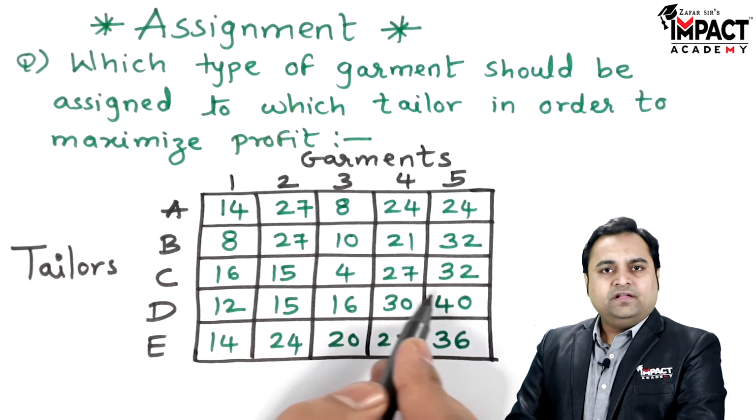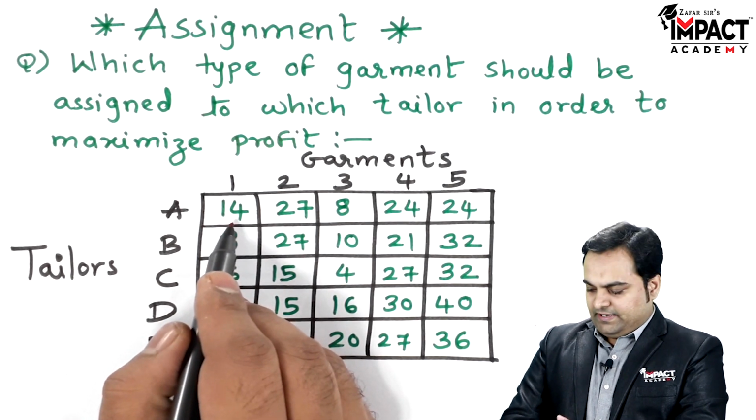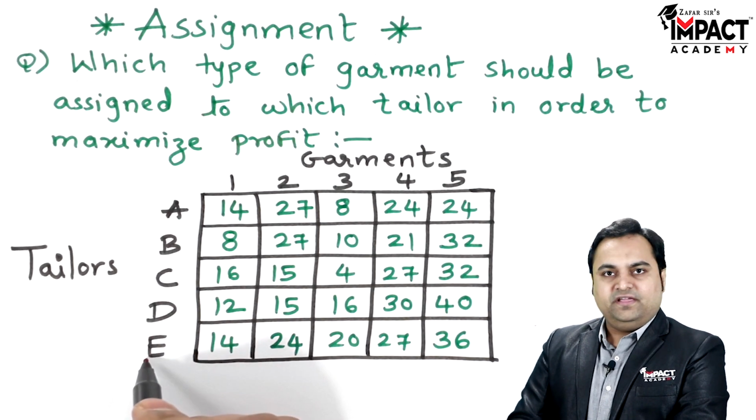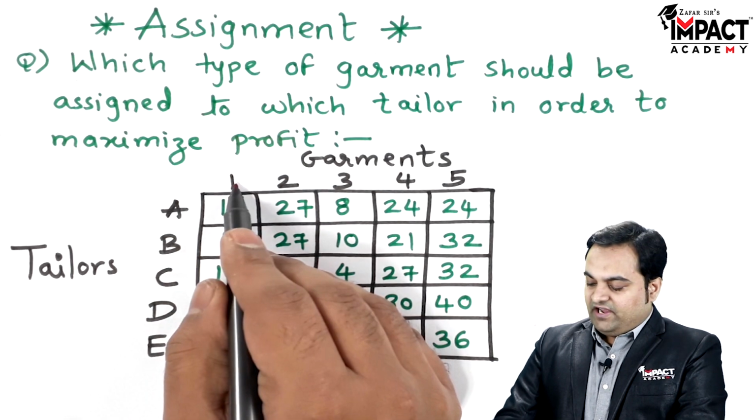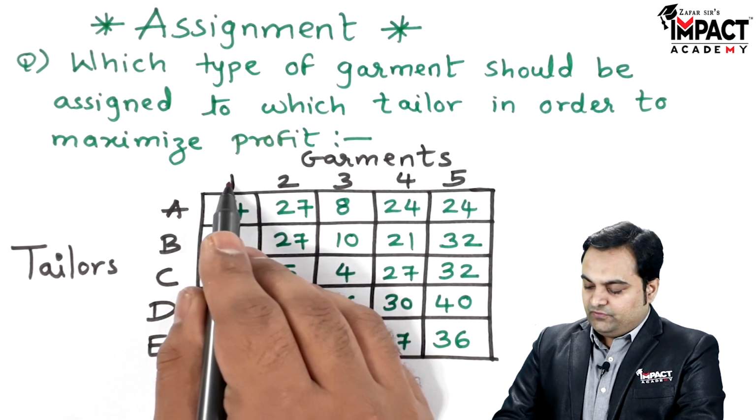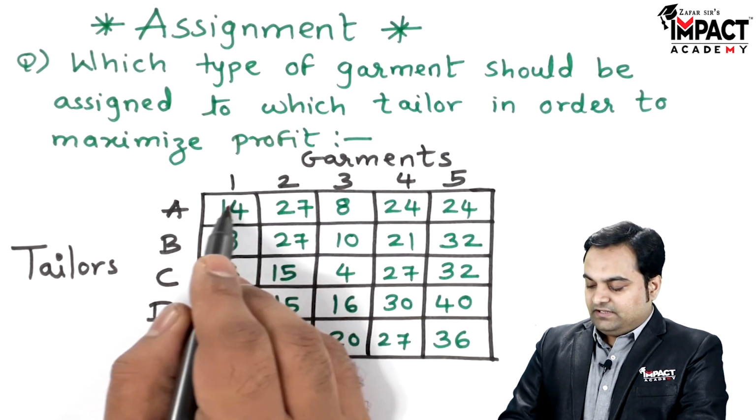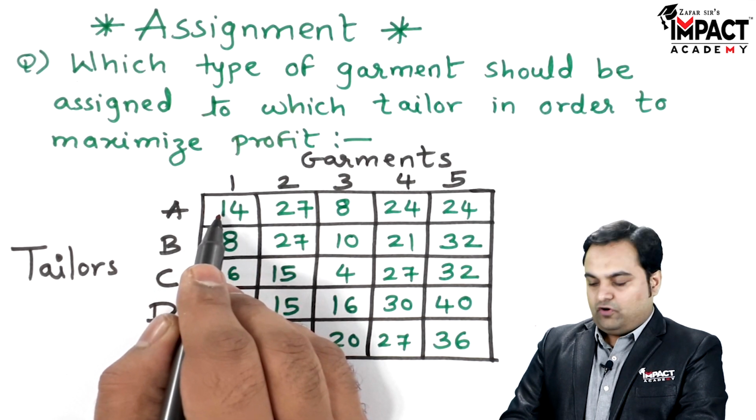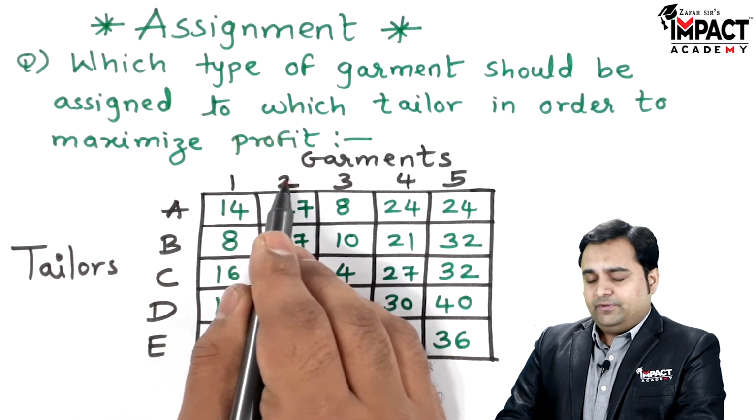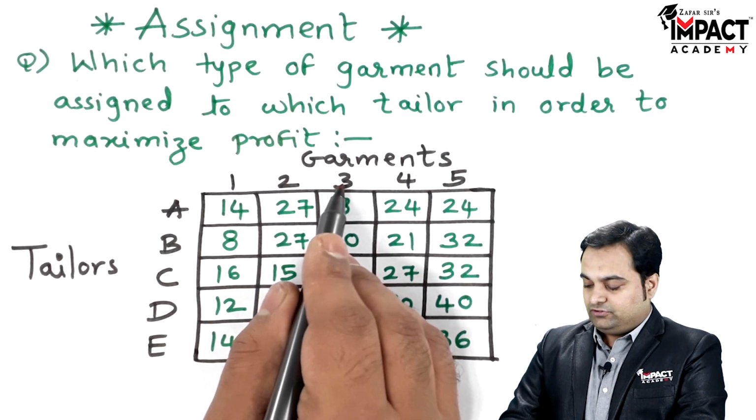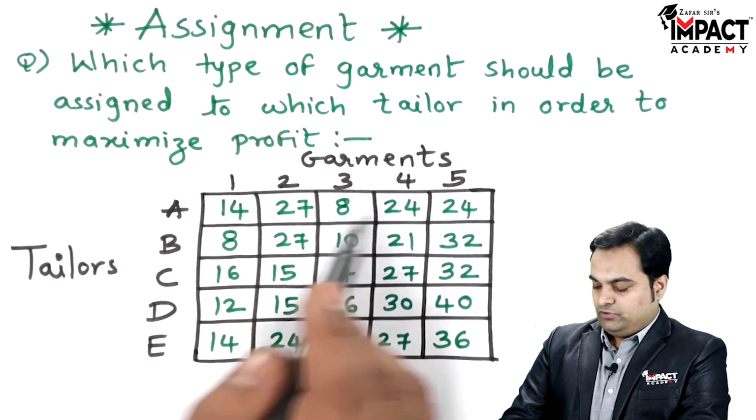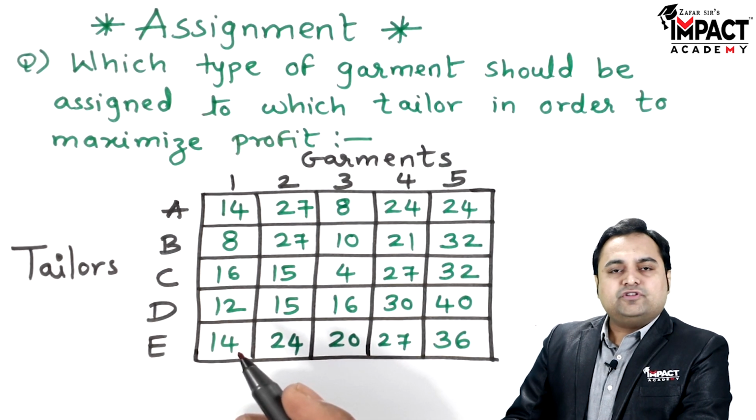Whatever the values are there, these are the cost values, and it means that here there are 5 tailors denoted by A, B, C, D and E, and they are producing 5 different garments. Like we can see, tailor A is producing garment 1, and in that the profit earned is 14 for one single piece. Similarly, if tailor A is producing garment 2, then the profit is 27. For garment 3 it is 8, for 4 it is 24, and for 5 also it is 24. So in order. Now here the aim is to maximize the profit.